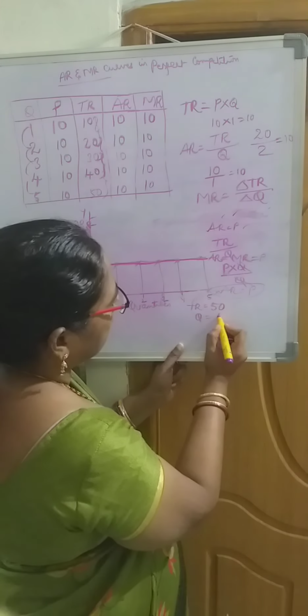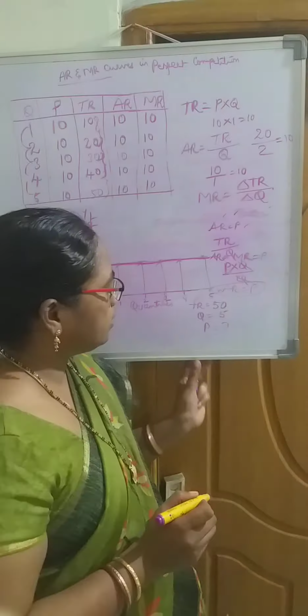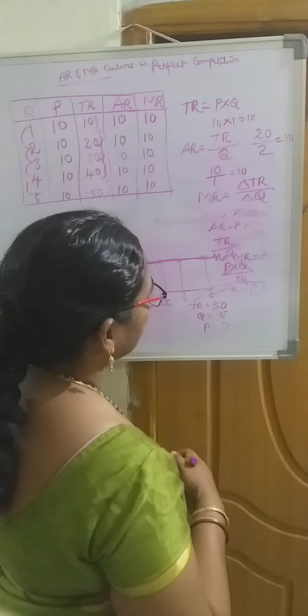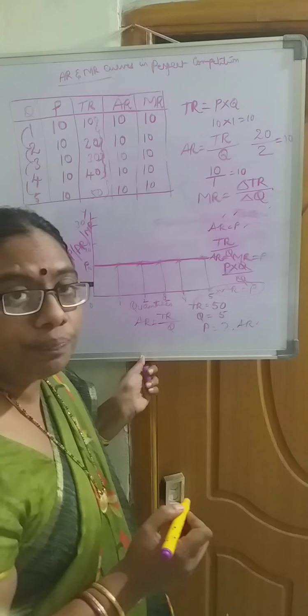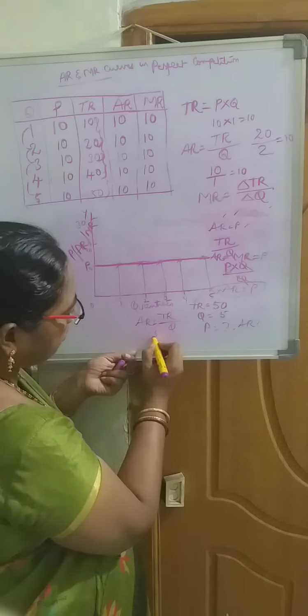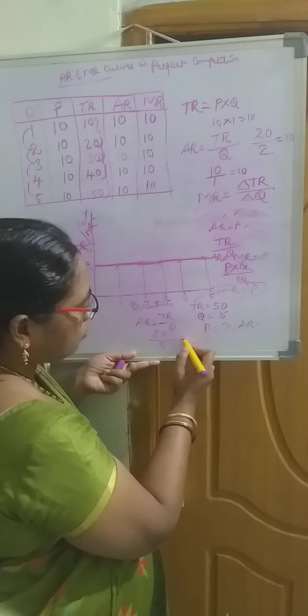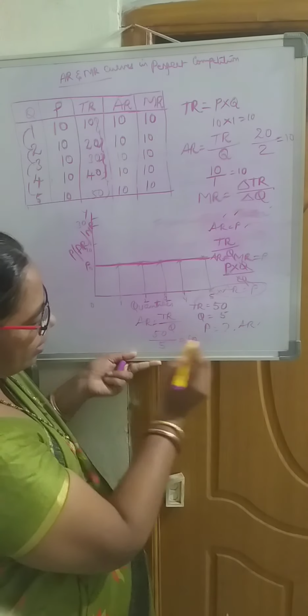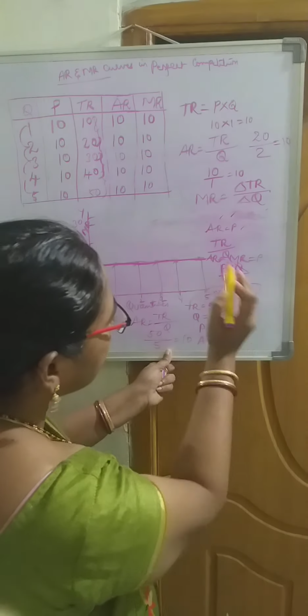Quantity is 5. What is the price? Or how come? What is average revenue? Now AR is equal to TR by Q. TR is 50 and the number of units sold is 5. So you get 10. So AR is equal to 10.